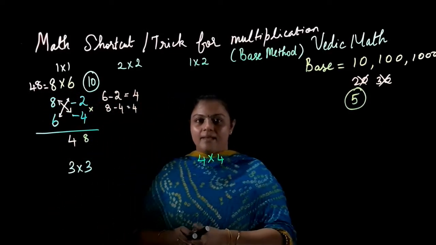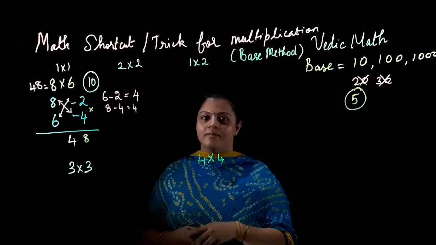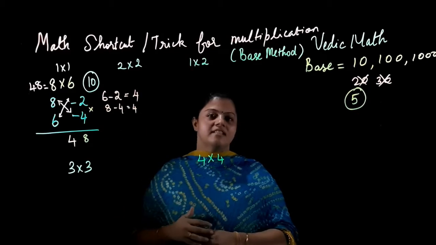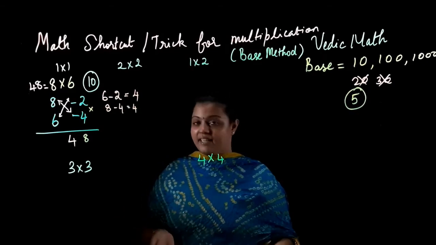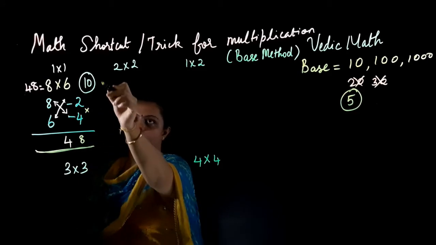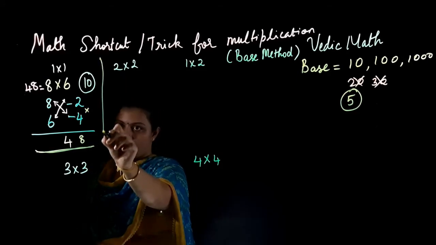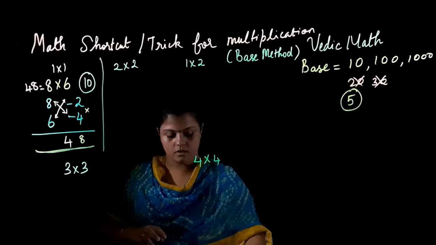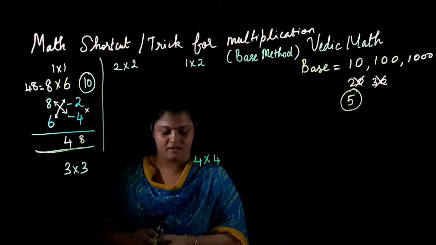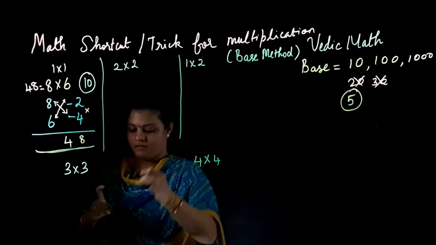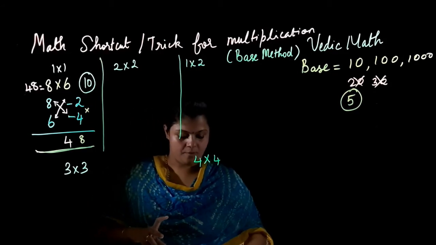Now you will tell me that if I know up to the 5 tables, it is more than enough to find this 6 cross 8 or 8 cross 6. So now we have got the answer as 48 for this 1 cross 1. Now let's proceed to a little tougher thing. We will take two numbers as before.